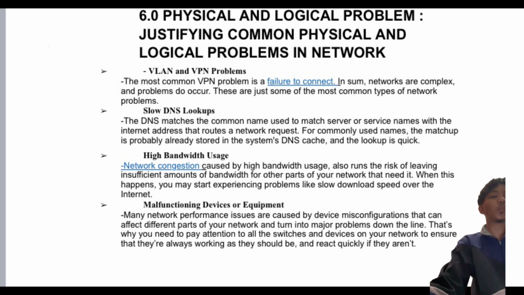VLAN and VPN problems. The most common VPN problem is a failure to connect. In some networks, problems do occur. These are just some of the most common types of network problems.